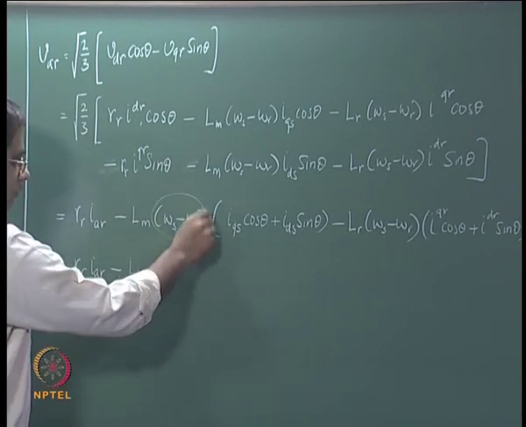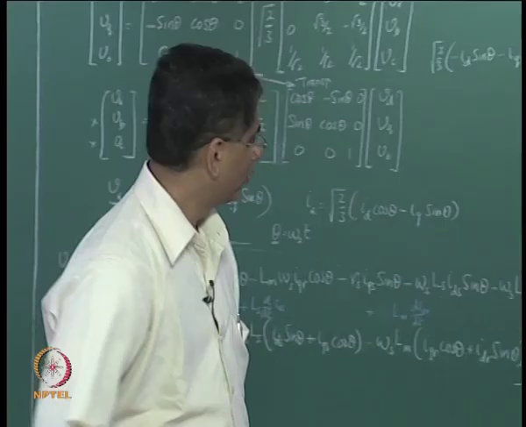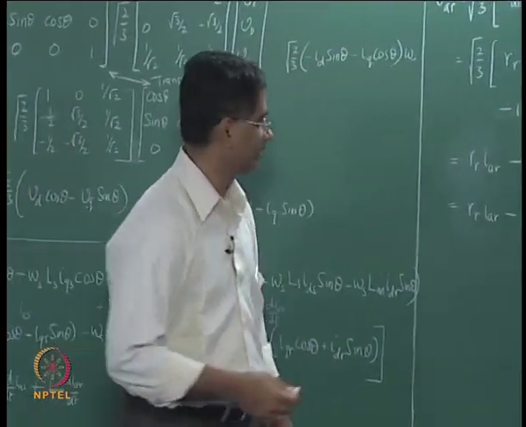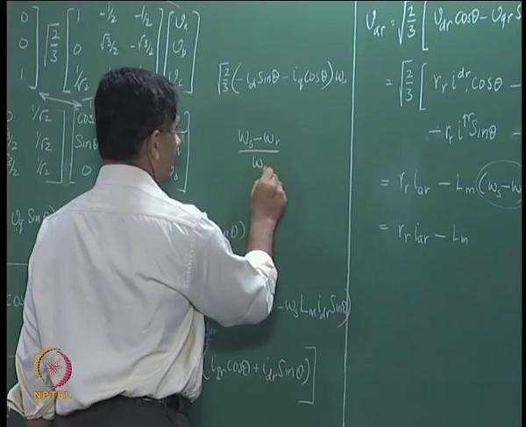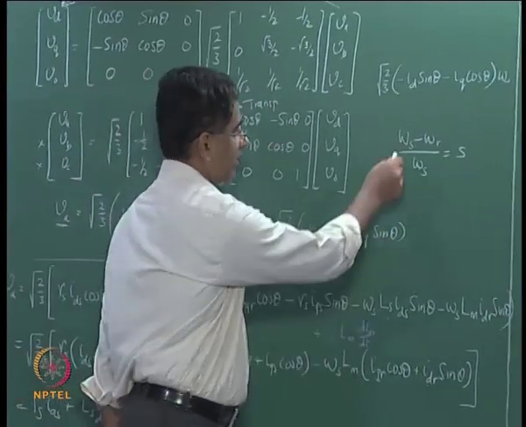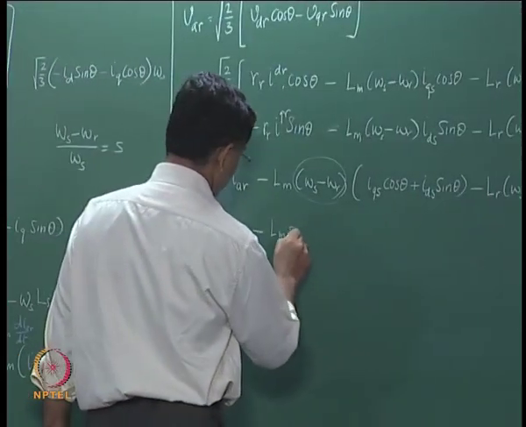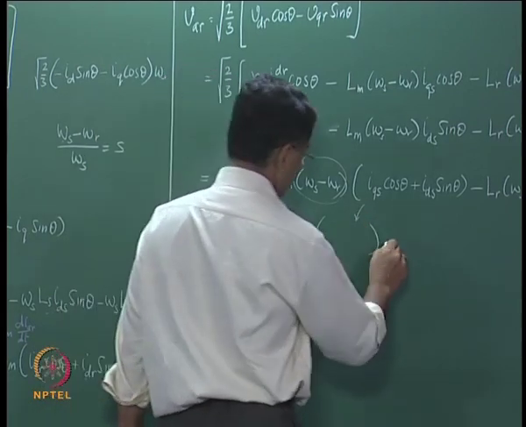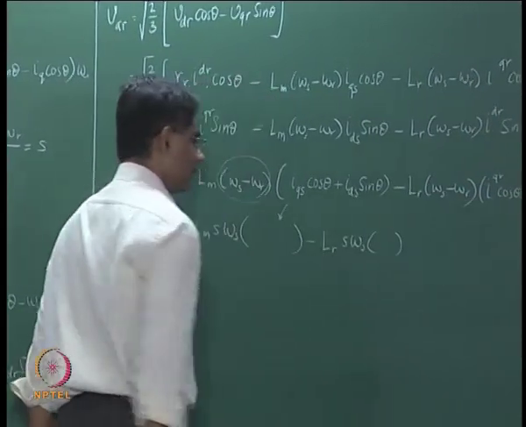Now, this term omega s minus omega r, omega s is the synchronous frequency, omega r is the rotor speed, and in the case of induction machines, the ratio omega s minus omega r by omega s is written as the slip s, and therefore omega s minus omega r can be written as s times omega s, and therefore this is s times omega s multiplied by this expression, and then you have minus Lr into s times omega s multiplied by the second expression.